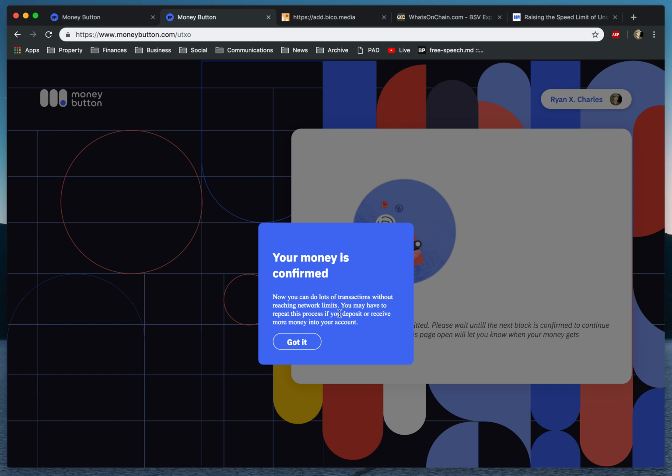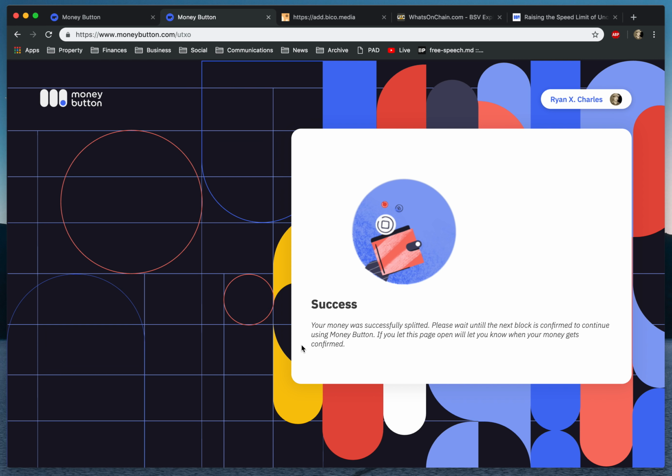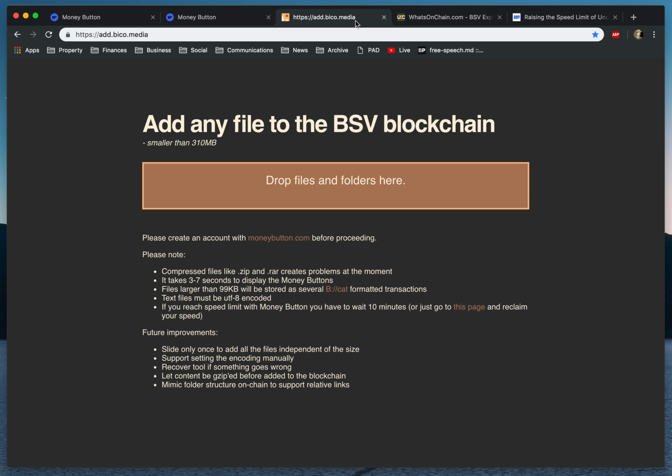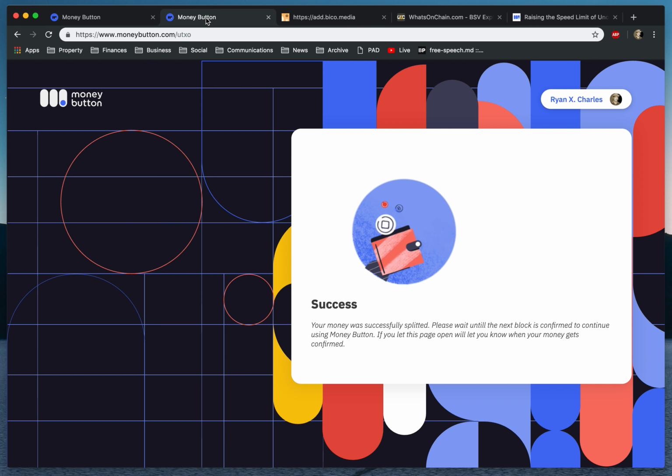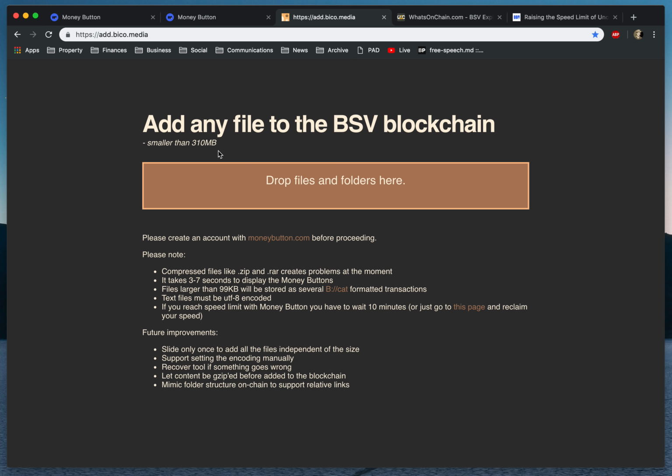Okay, you can now do lots of transactions without reaching network limits. You may have to repeat this process if you deposit or receive more money into your account. Now, I'm not going to have to do that because I did 250 UTXOs, which means I'm just not going to have a problem. Okay, so now that I have 250 UTXOs and they are confirmed, actually it's going to be interesting here. Well, whatever. I was going to confirm it myself and look at the block score, but let's not bother with that.